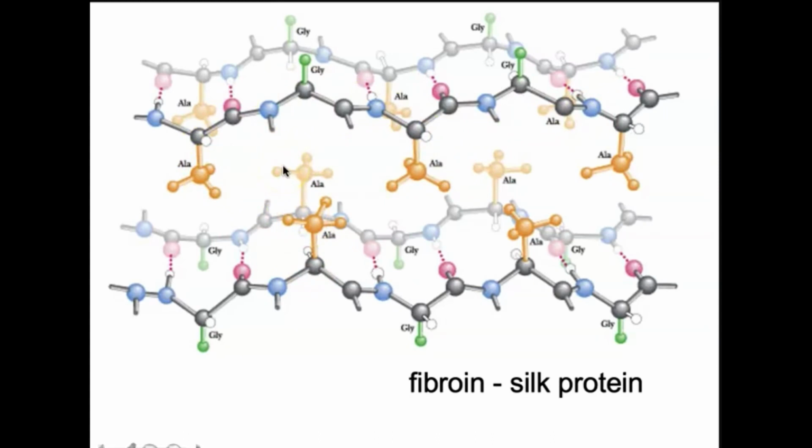So the only kind of interactions you're going to have between those sheets is just van der Waals interactions. So that's why this makes a very stretchy type of structural protein. Very easy to pull those sheets apart from each other ever so just a little bit, and then they come back together.